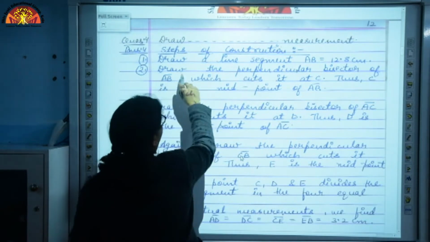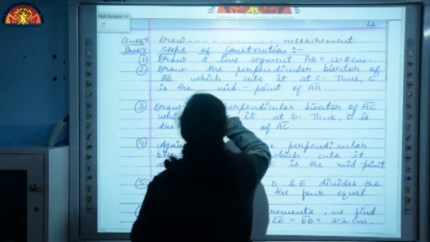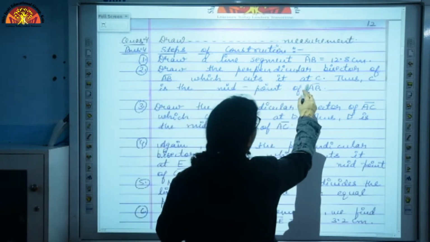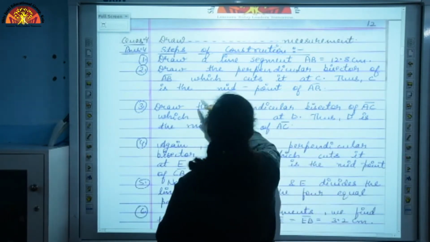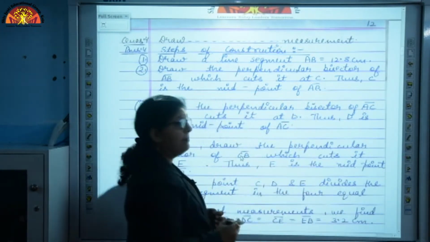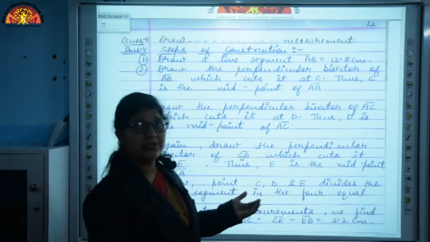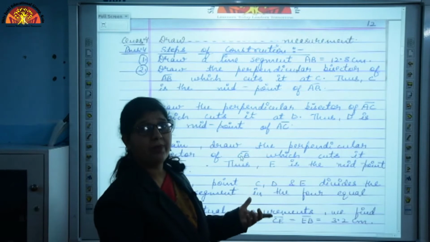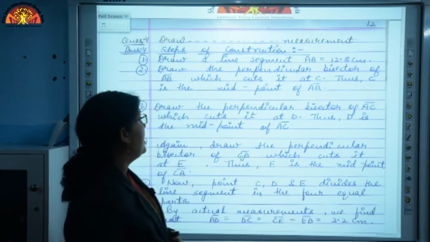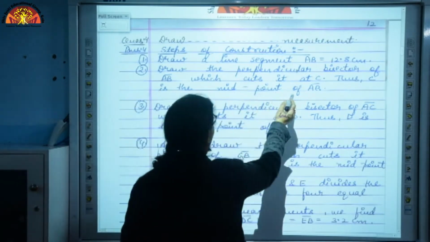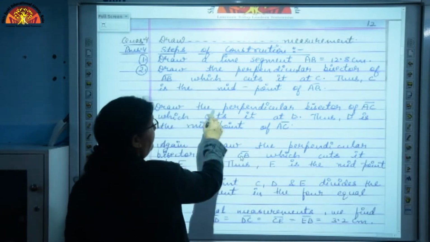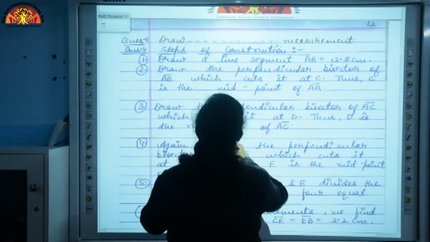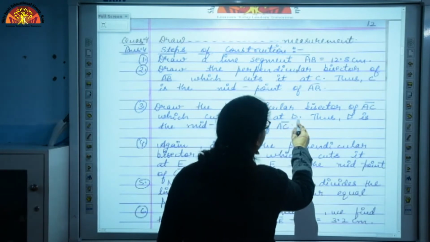After that, draw the perpendicular bisector of AB which cuts it at C. The C is the midpoint of AB. Now perpendicular bisector, as we did in the last question, line of symmetry. In the similar manner, we draw perpendicular bisector of AB and mark the given points. After that, draw the perpendicular bisector of AC which cuts it at D.